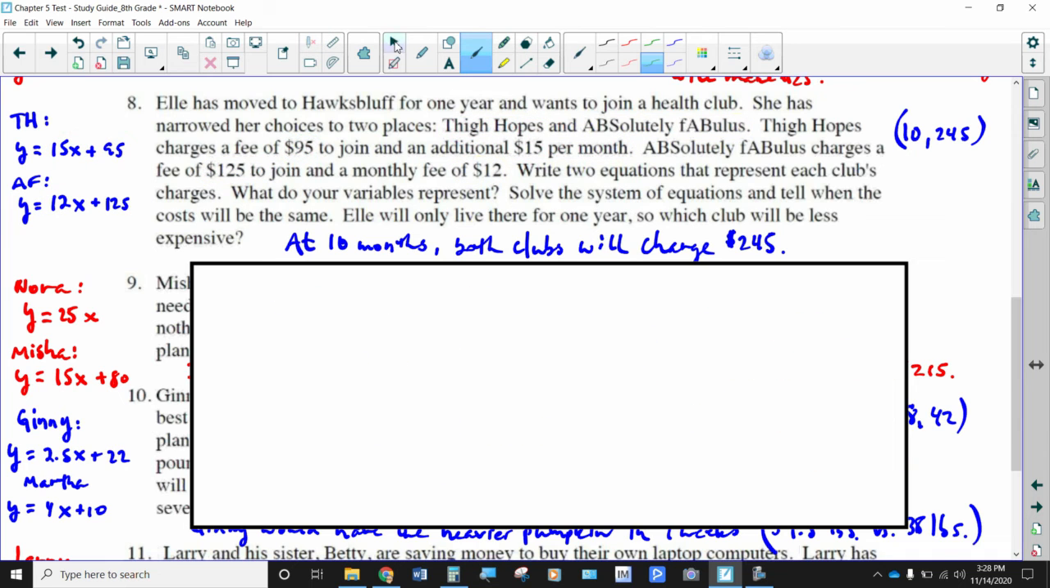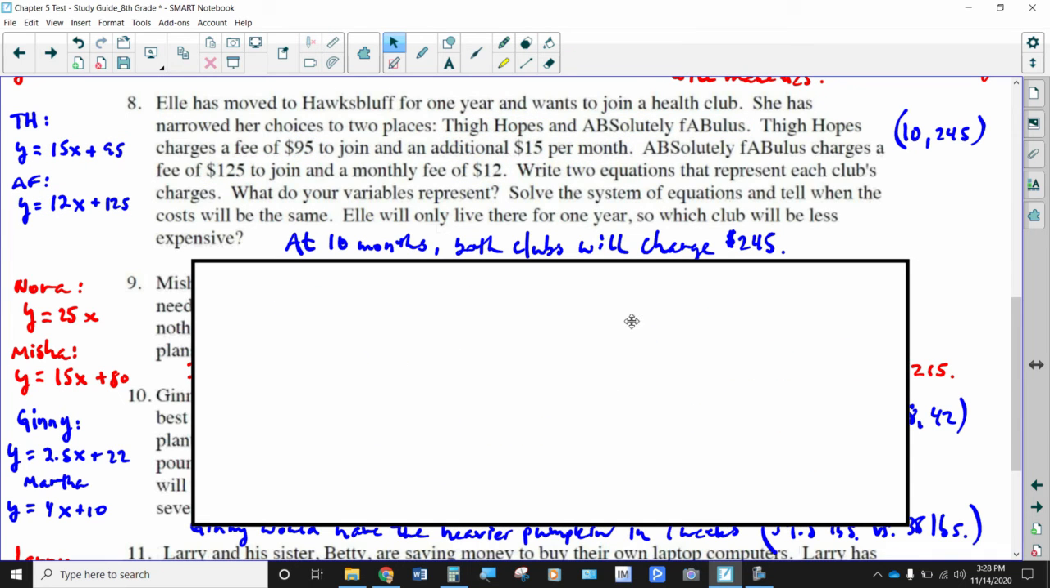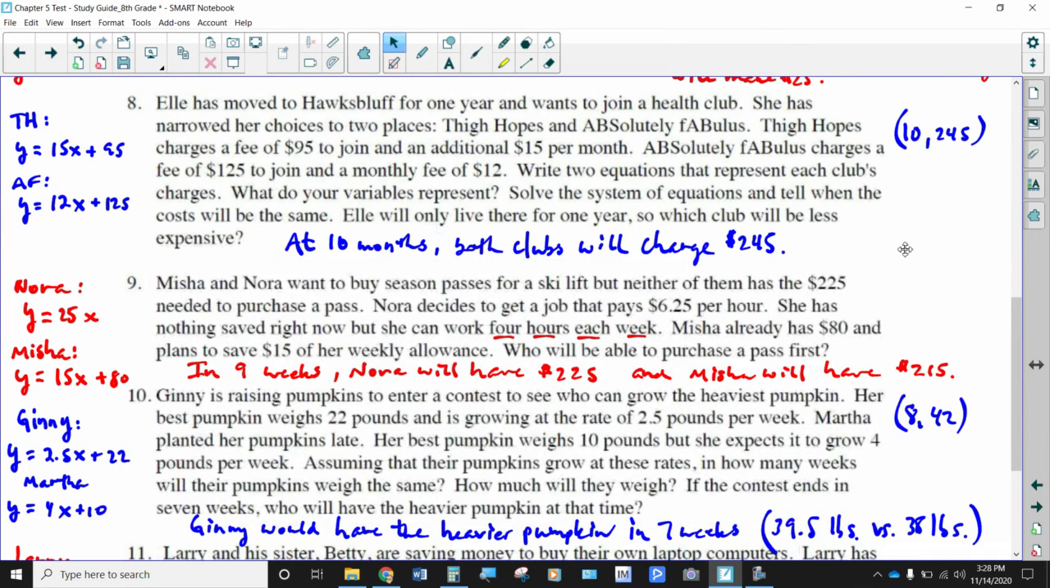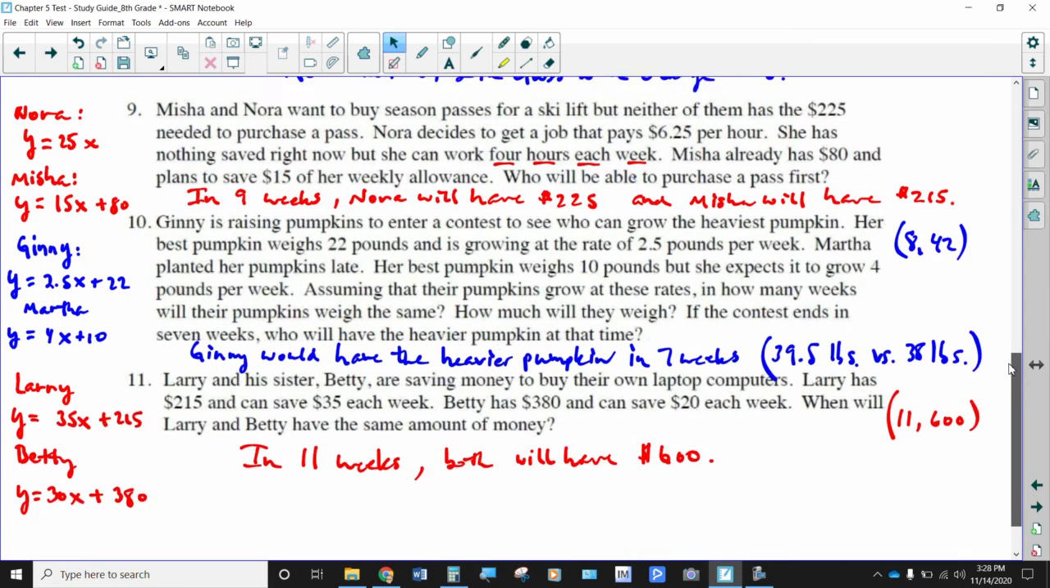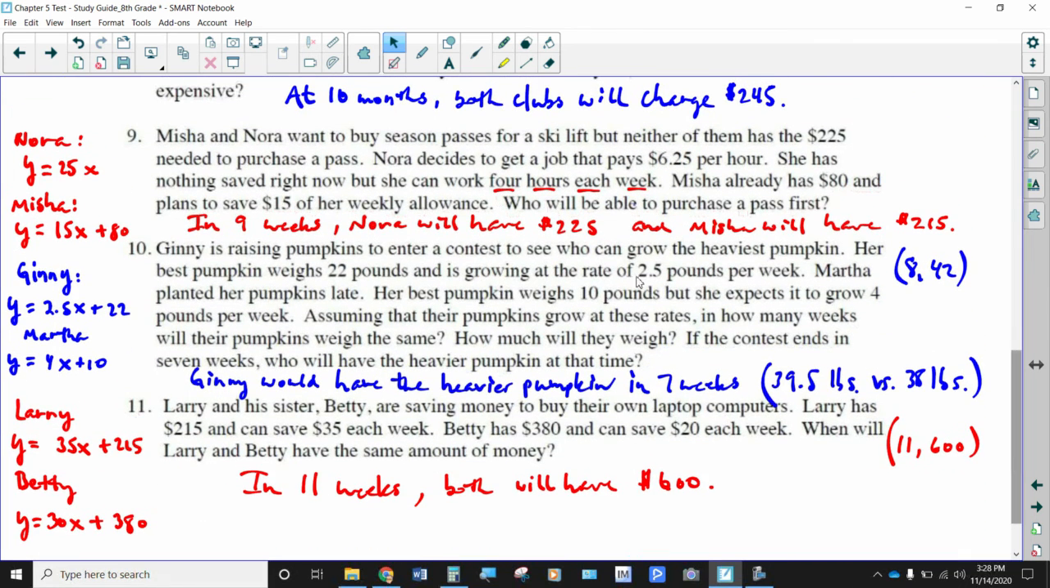All right, so I'm not going to work through any of the others unless you ask me to. I'm just going to show you what the answers are. It says in 9 weeks, Nora will have $225 and Misha will have $215. So that's the answer. These are the rules that apply to that situation. Hopefully you got the rules right and answered the question properly.